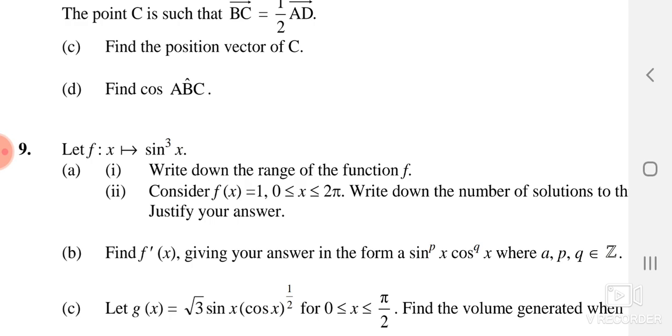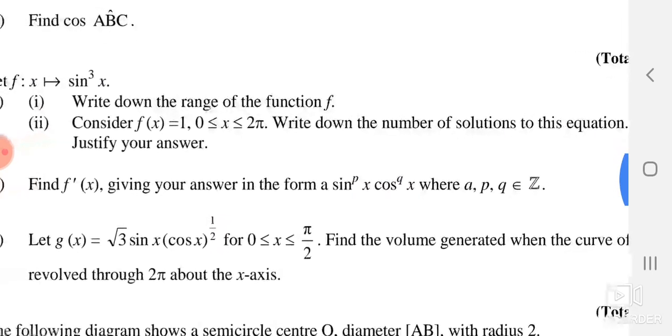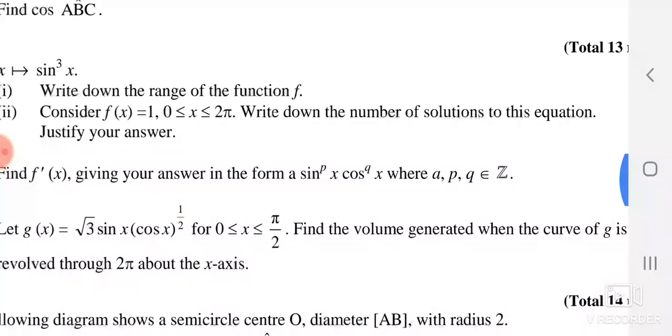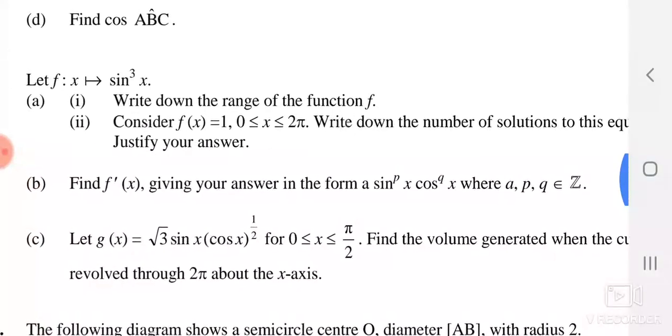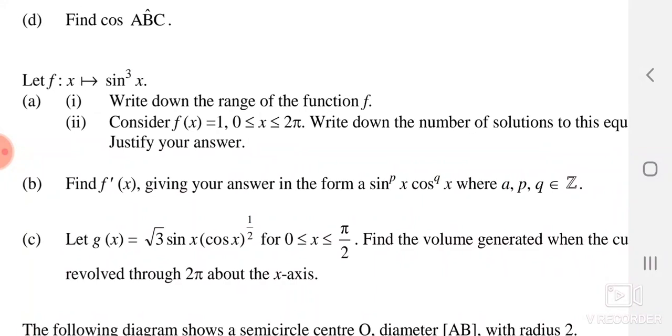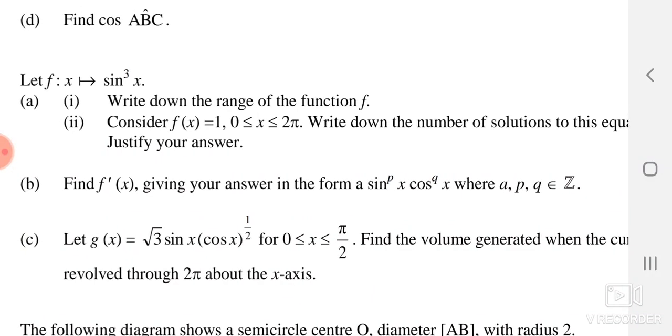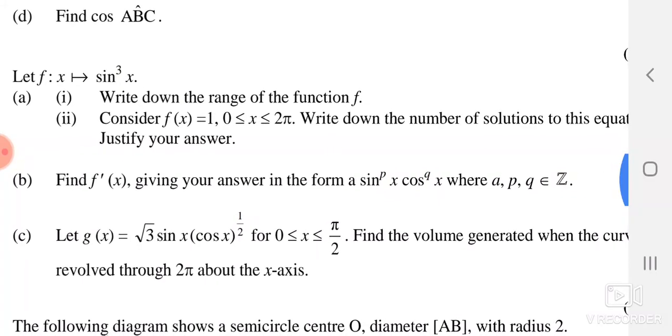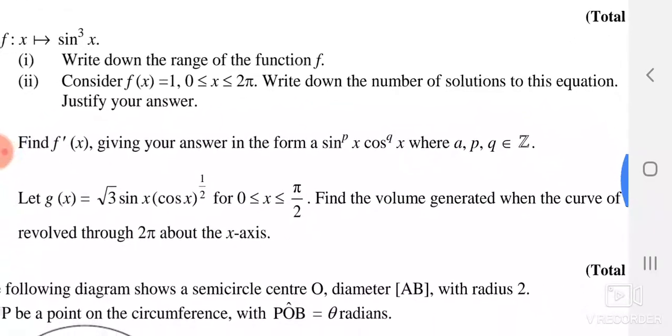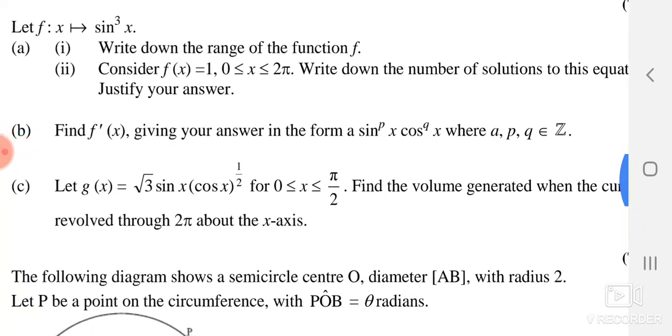Now f(x) is equal to sine cube x. Write down the range of the function f. As you know, sine x always lies between -1 and 1, but there is a cube, so it will not make any difference. So your range would be -1 to 1. Write down the number of solutions. Just put f(x) equal to 1, and then take the cube root, and you have to give all the answers. You can also do it by plotting it.